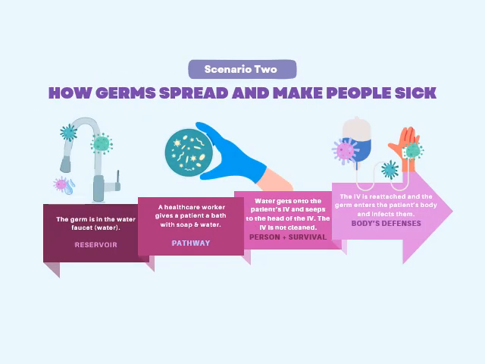A potential pathway for this scenario could be a healthcare worker gives a patient a soap and water bath. The water gets onto the patient's IV and seeps to the head of the IV. The IV is not cleaned immediately and the germ begins to grow. When the IV is reattached, the germ enters the patient's body and infects them. The germ survived because the IV wasn't cleaned and disinfected immediately, and the germ was able to enter the patient's body on the needle of the IV as it breaks the skin, one of the body's defenses. The patient now has an infection.